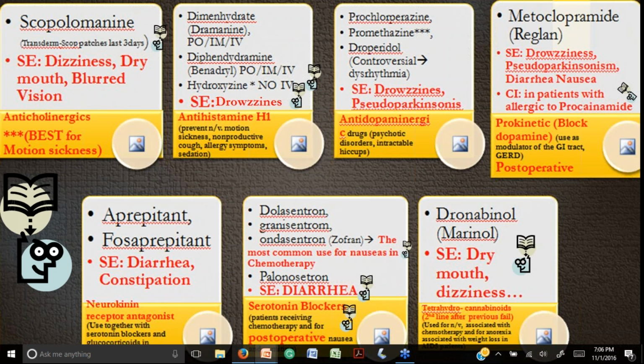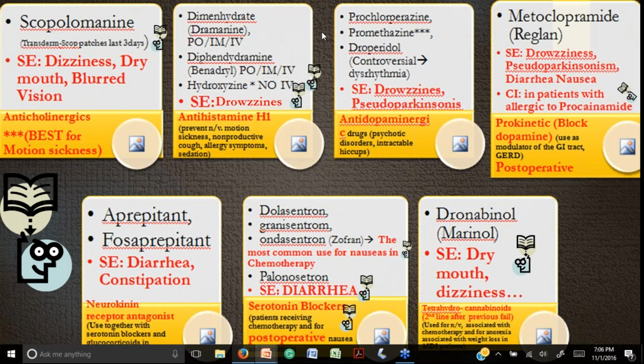We need to remember that procainamide can cause serious allergic reactions. For example, if the patient is allergic to lidocaine, which is a topical anesthetic for minor surgeries on the skin and can also be used as an antiarrhythmic, then if they are allergic to those medications, you cannot give Reglan, or metoclopramide.